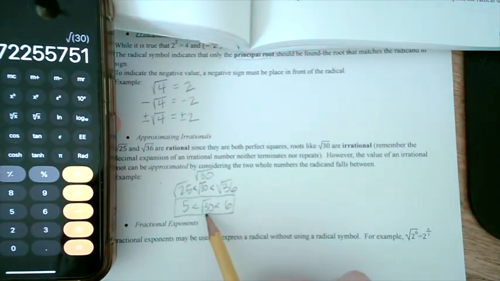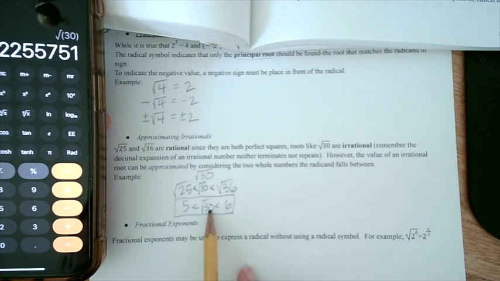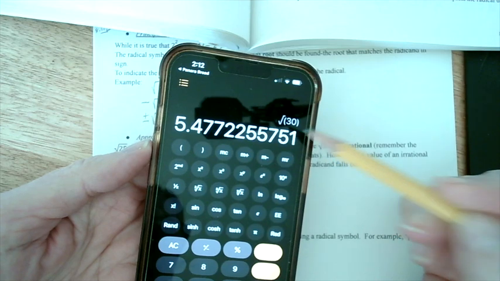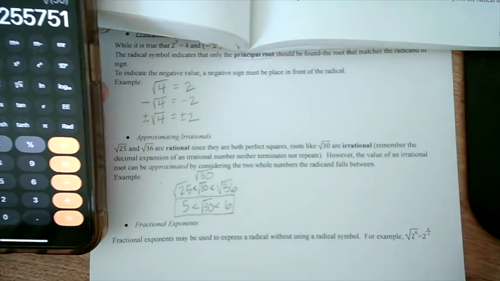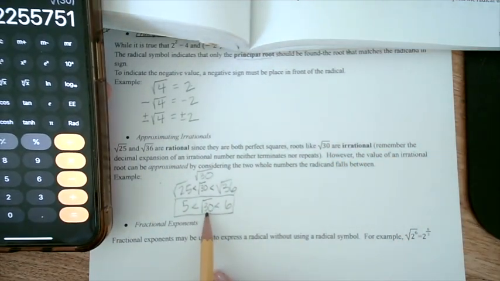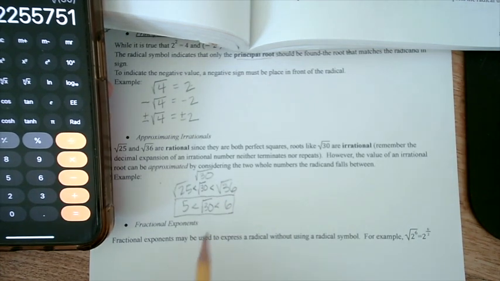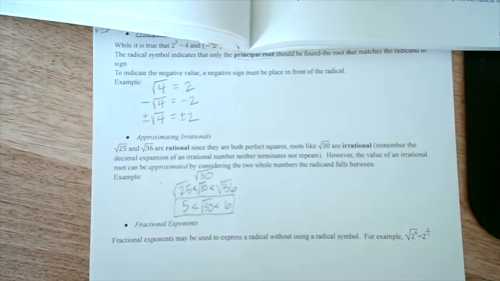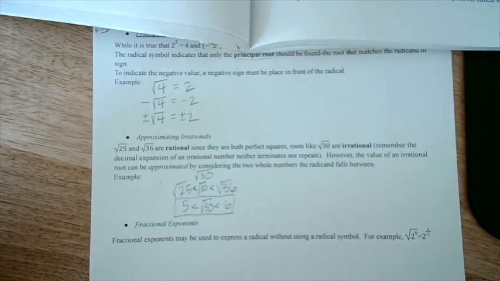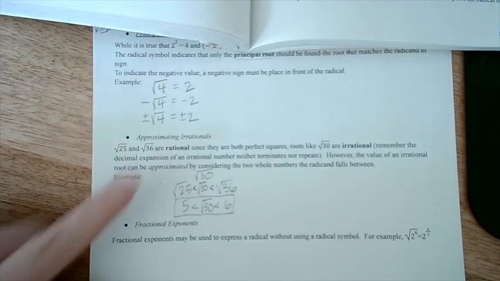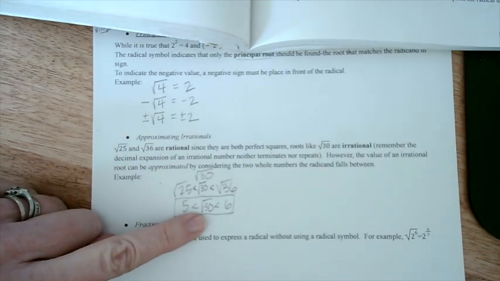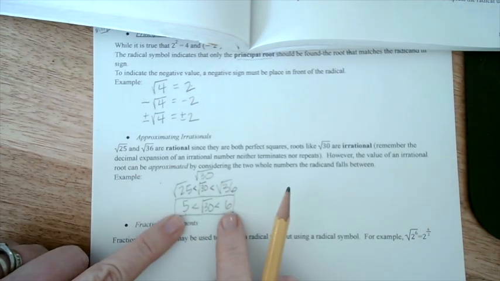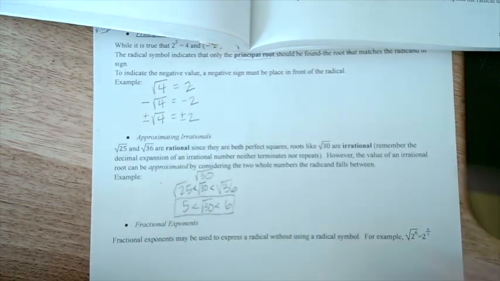So that fits in with our answer here, because the square root of 30, obviously it's not a perfect square because it's got a decimal. That's why it's irrational. An irrational number. So the answer falls somewhere between 5 and 6, at 5.477, like that. So that's approximating irrational numbers. So when you have to say, okay, well, this is irrational, but approximately where would it be? Well, it's going to be between 5 and 6. It's greater than 5, then less than 6.